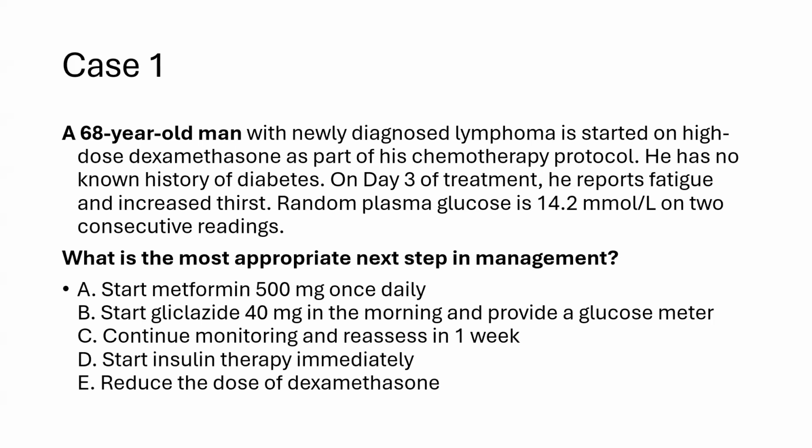On day 3 of the treatment, he starts to have fatigue and increased thirst. His random plasma glucose has risen up to 14.2 millimole per liter, and on 2 occasions this was checked and it was above 12 millimole per liter. So what is the most appropriate next step in the management?